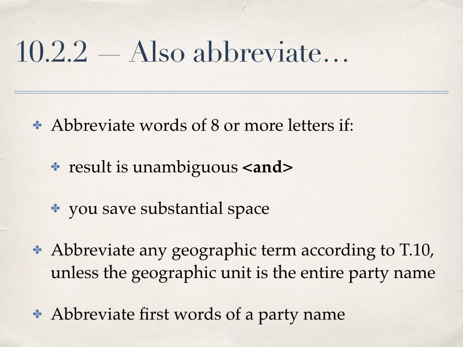T10 contains the abbreviations for U.S. states, cities, and territories. It also contains the abbreviations for foreign countries, territories, and cities. Remember, the abbreviation for states under Bluebook may or may not be the same as the state's postal code. Refer to T10 for the correct abbreviation. When the United States is an entire name of a party, you can eliminate of America, but you cannot abbreviate United States to U.S.